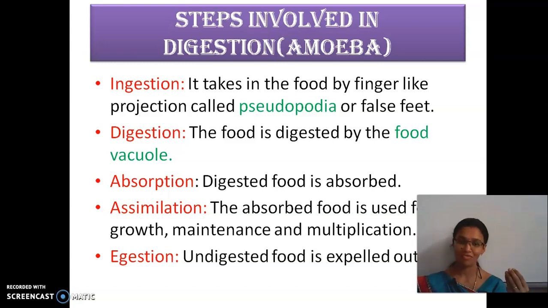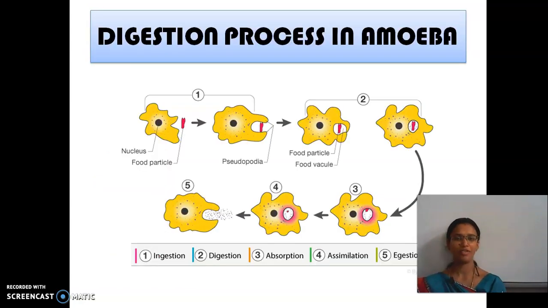But in human beings, various parts are involved, right? Like the mouth, stomach, and then intestine. And then here absorption. The digested food is absorbed. Then assimilation. The absorbed food is used for growth and maintenance. And then egestion. The undigested food is sent out. Now we are going to see a pictorial explanation of this amoeba.